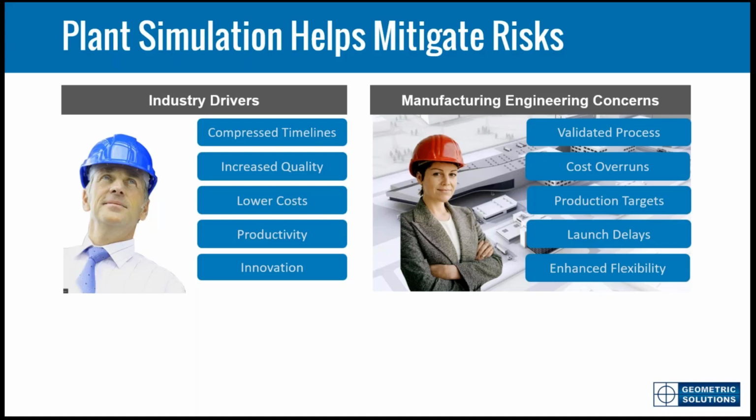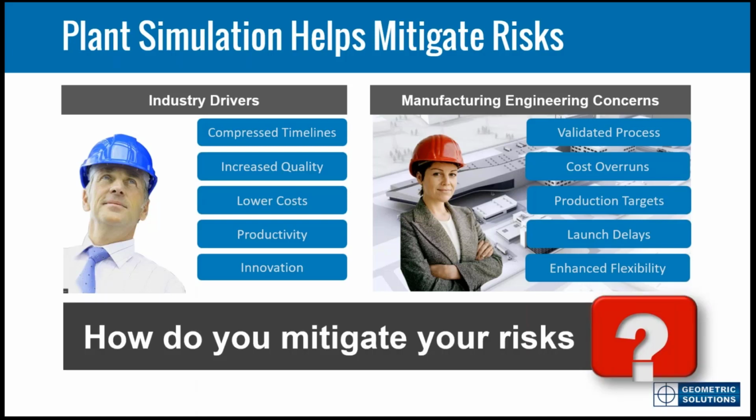When you look at compressed timelines that increase quality, lower cost, and then on the manufacturing side, validation, process, cost overruns, all these events will increase your risk. Plant simulation can help reduce those by building virtual models and testing out your ideas before you even start. So how can you mitigate your risk? You can use plant simulation to help you get rid of that physical problem. I want to be making my changes virtually with plant simulation, and then go into my plant and build that physical model and complete that digital twin. So plant simulation will help you get there.